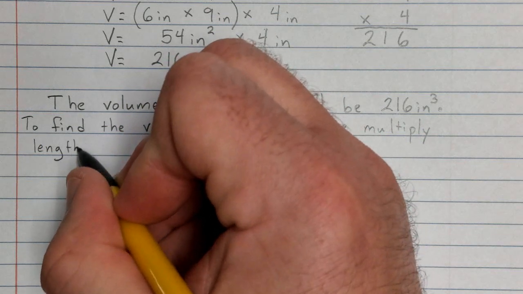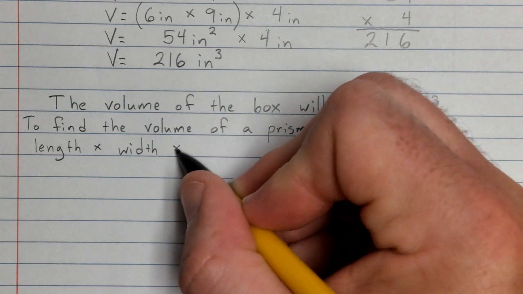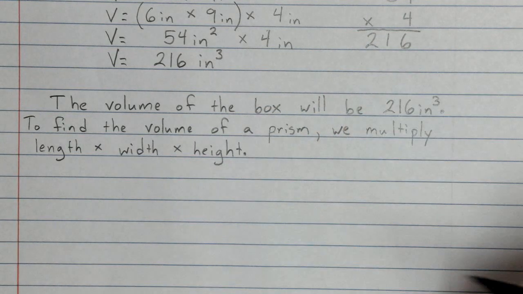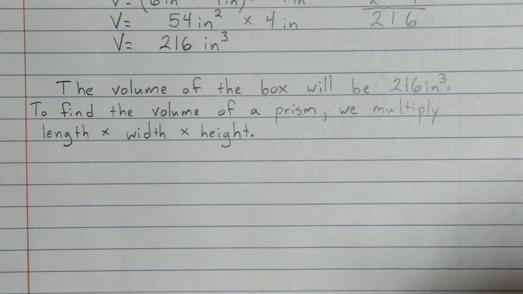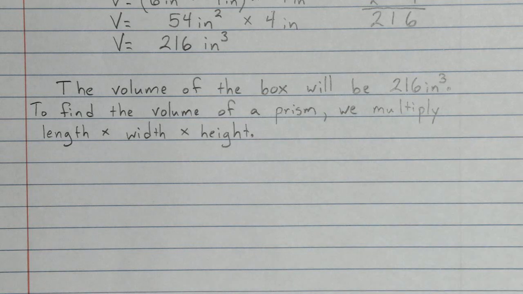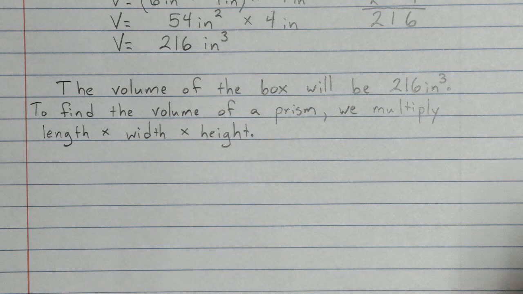length times width times height. We write that out because that is how you find the volume of any rectangular prism. Man, I really feel like I should have written rectangular there. I'll trust that you'll remember. To find the volume of a rectangular prism, we multiply length times width times height. That's any rectangular prism problem.